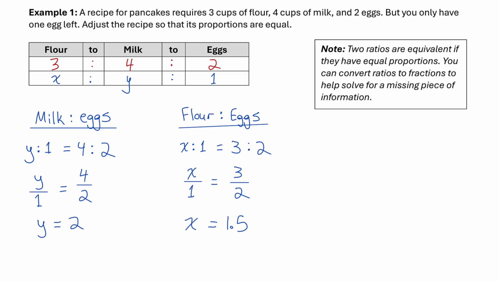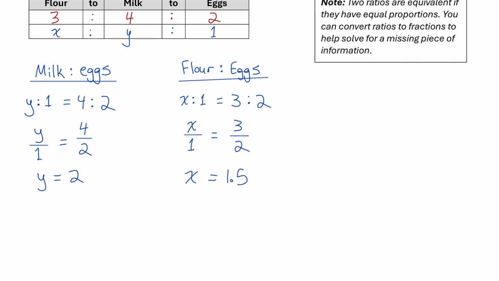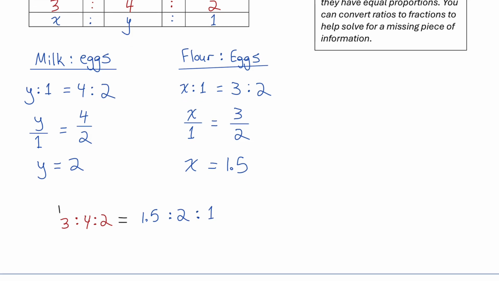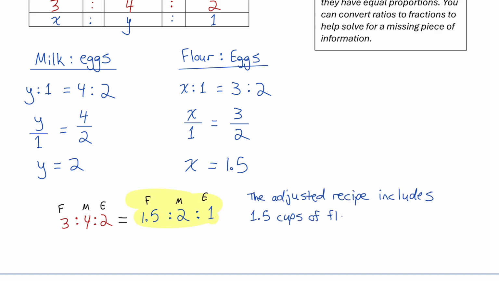So let's summarize this in a final answer. The original recipe's ratio of flour to milk to eggs was 3 to 4 to 2, and the new recipe, which has an equal ratio but only includes 1 egg, we figured out would be 1.5 to 2 to 1. And remember, in these ratios, it was flour to milk to eggs. So the new recipe, which I've highlighted, needs 1.5 cups of flour, 2 cups of milk, and only 1 egg.